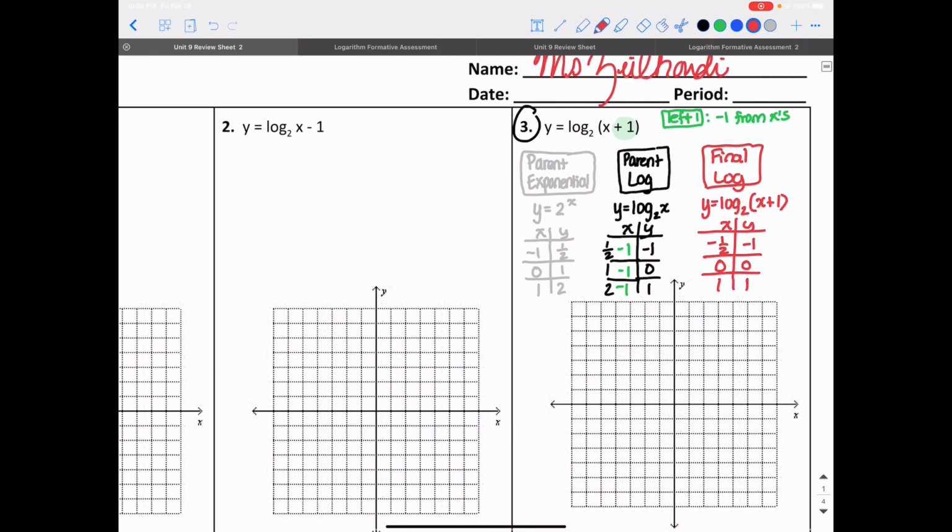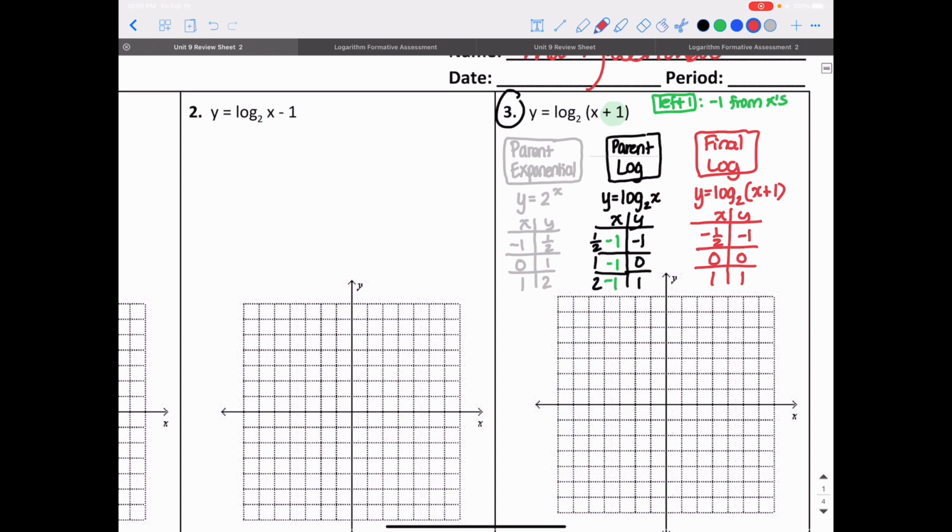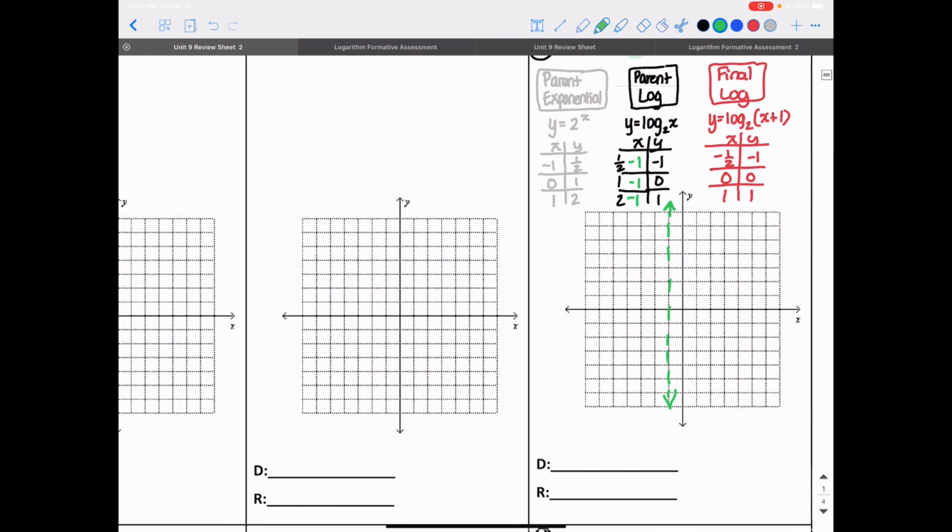And then before I graph that, because this is a logarithm, I'm going to have a vertical asymptote. I care how I'm moving left and right. That's going to affect my vertical asymptote. I'm moving to the left one, so does my vertical asymptote. It moves to the left one. I have x is equal to -1 as my vertical asymptote. I'm going to plot these points, -1/2, -1, 0, 0, and 1, 1. I'm going to connect them, making sure I don't touch that vertical asymptote.